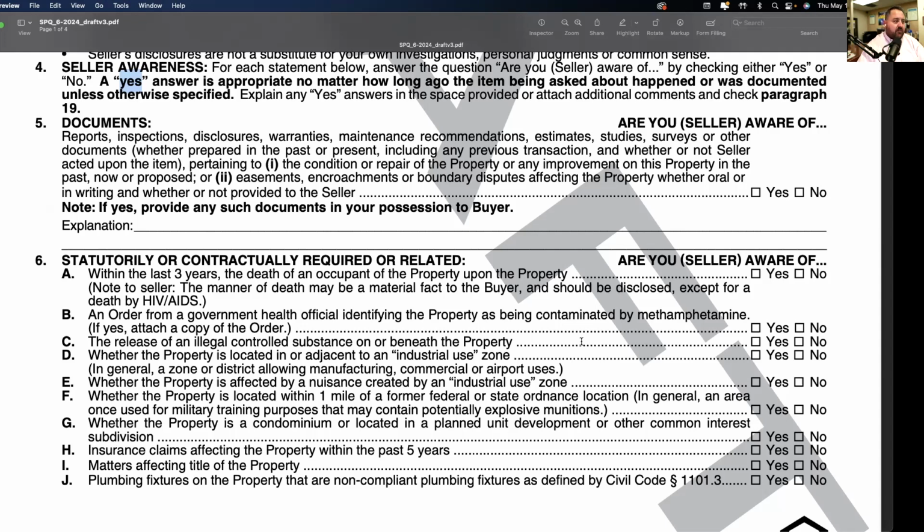An order of the government health official identify the property as being contaminated by methamphetamine, yes or no, okay? The release of illegal controlled substance on or beneath the property, yes or no, right? Remember, these are all, are we aware of? Yes, go ahead.